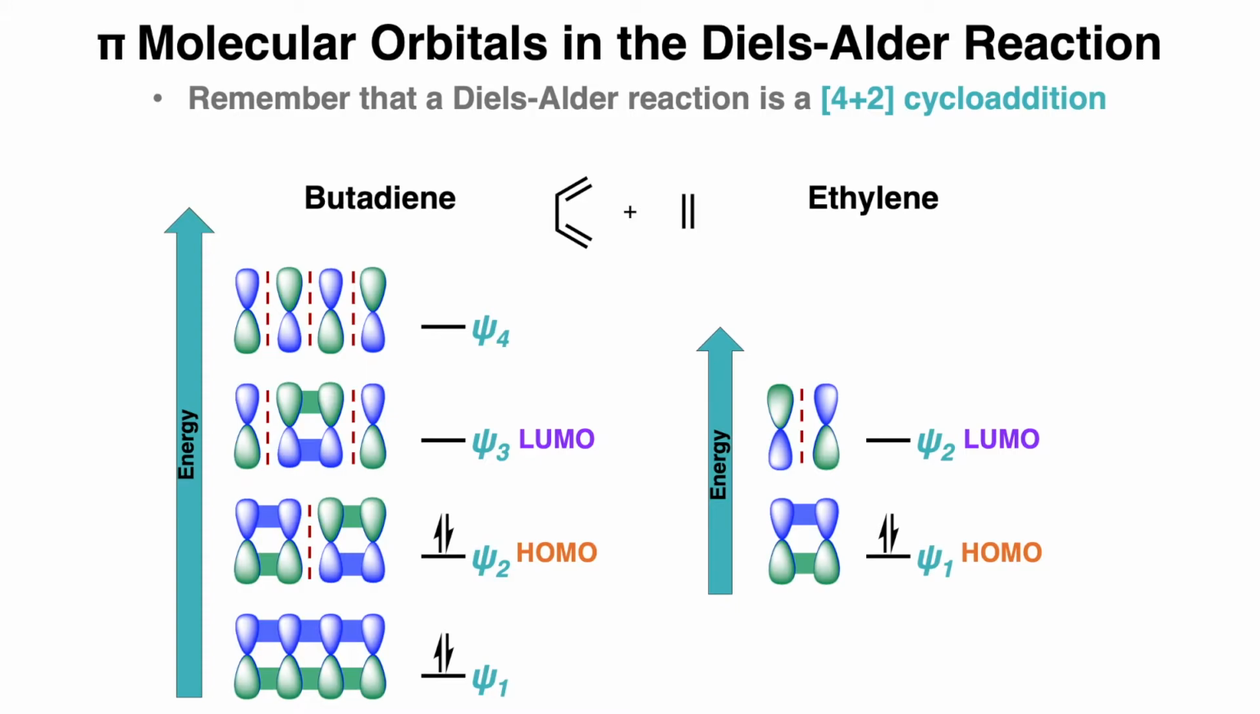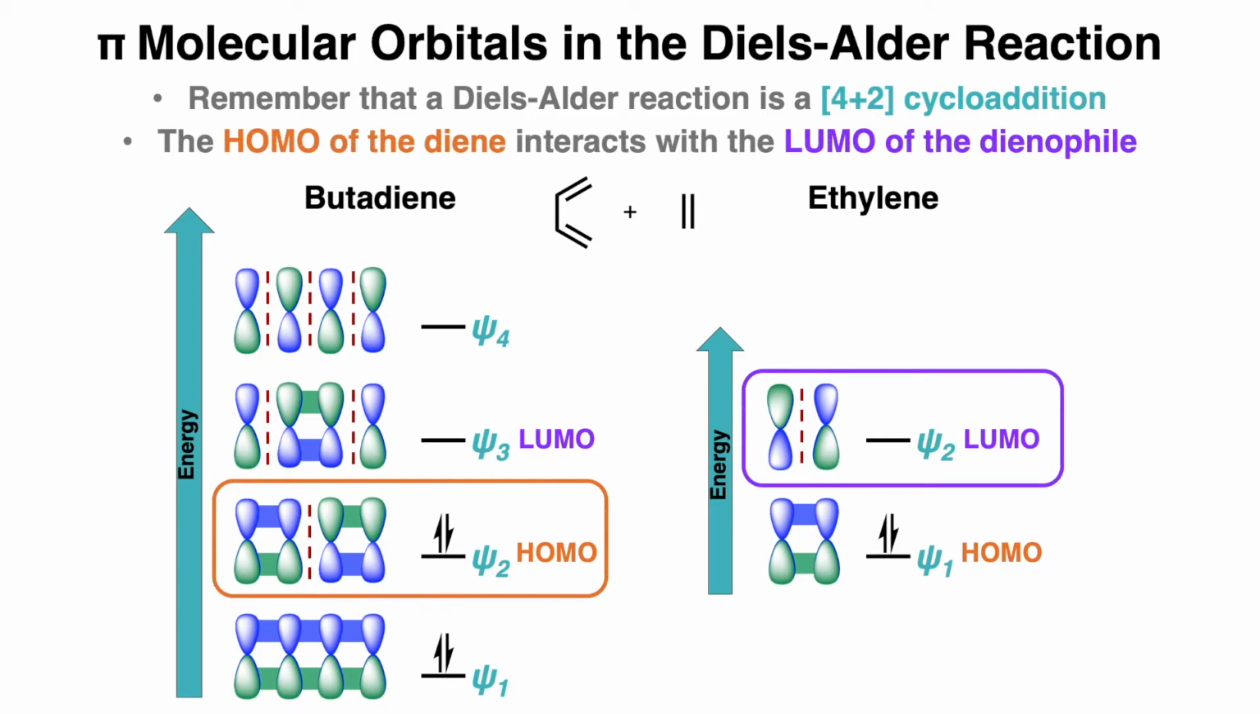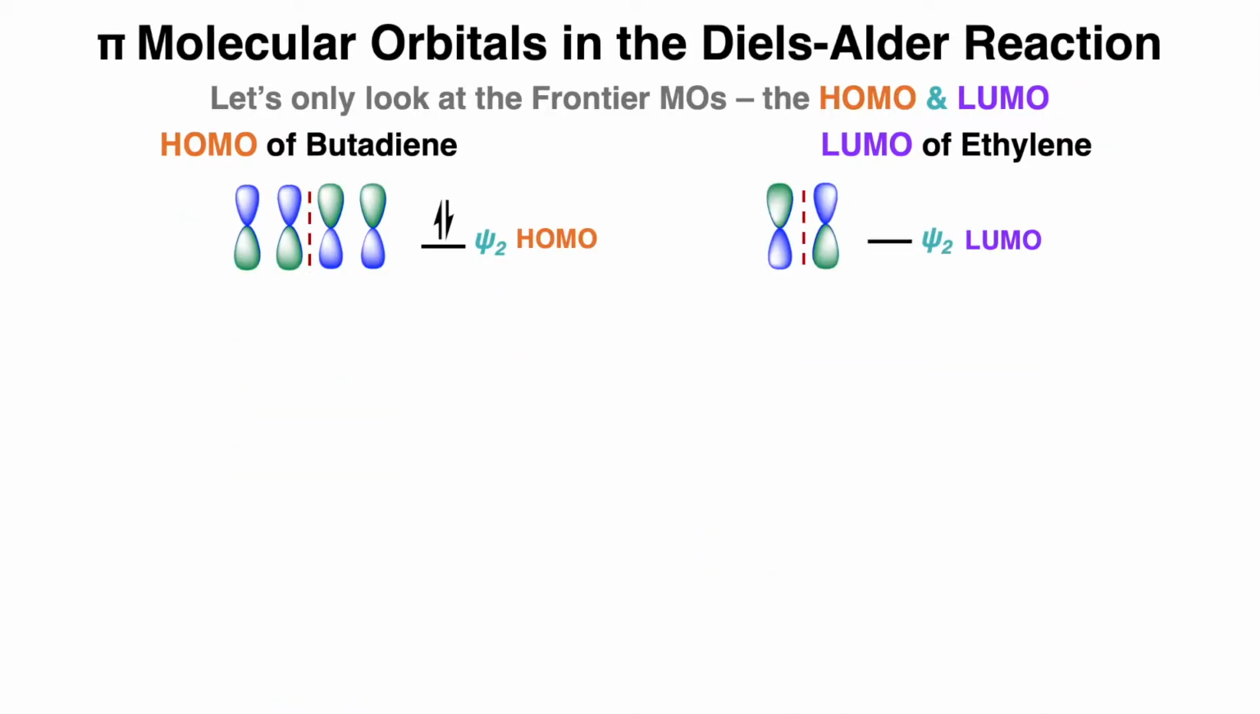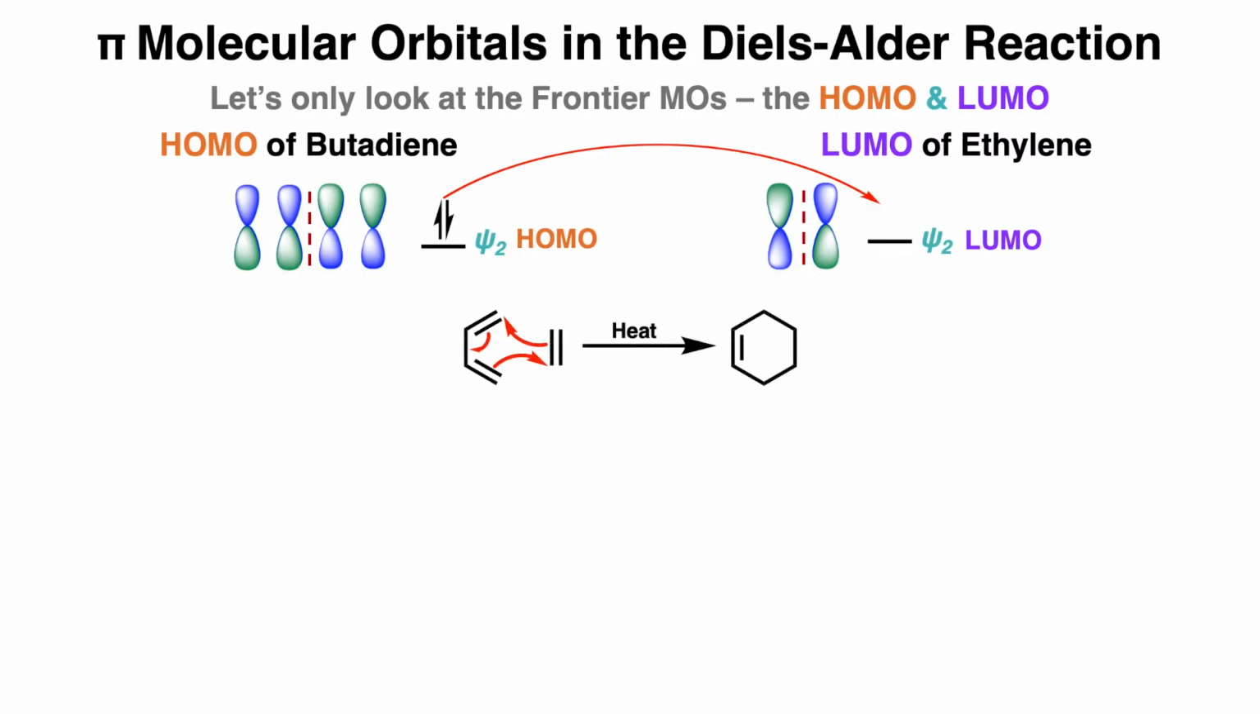If we take this example of s-cis butadiene reacting with ethylene, let's first look at their MOs. The HOMO of butadiene is the second MO from the bottom, and the LUMO of ethylene is the second MO as well. To simplify it, let's only look at the HOMO and LUMO, which are called the frontier molecular orbitals. The pi electrons from the HOMO of the diene are added into the empty LUMO of the dienophile, and this is the case for every Diels-Alder reaction.